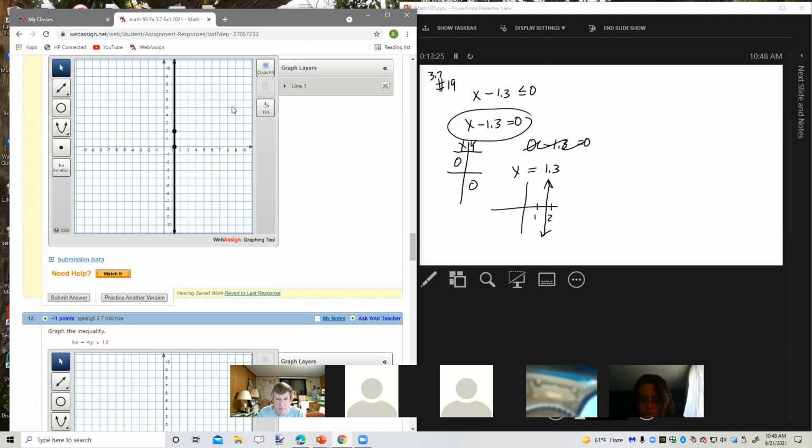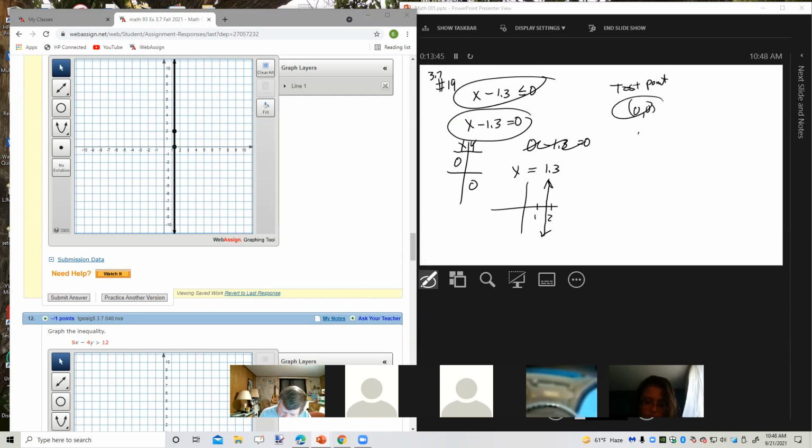All right, so now it's less than or equal to, which means it's going to be a solid line. Which side of the line is it on? Let's put in a test point. Let's put in 0, 0 again. And we'll put that in here. 0 minus 1.3 less than or equal to 0. Is negative 1.3 less than or equal to 0? Yes, it is. So we're over here where the 0, 0 is. And that's our solution. Okay. Any questions on that one?